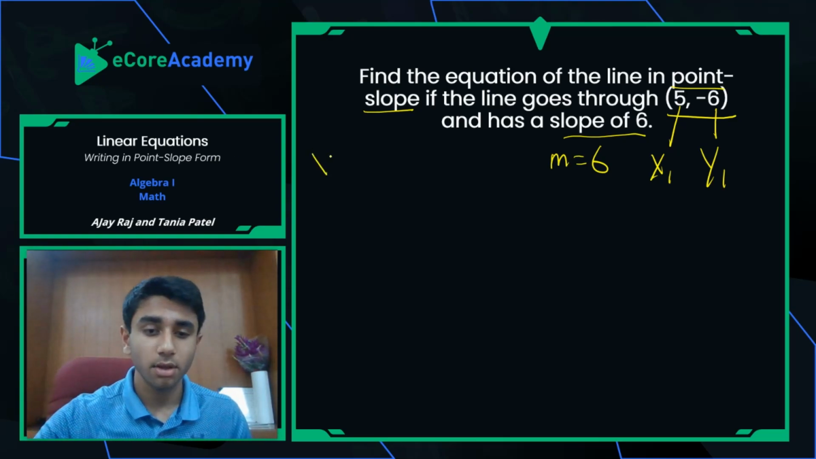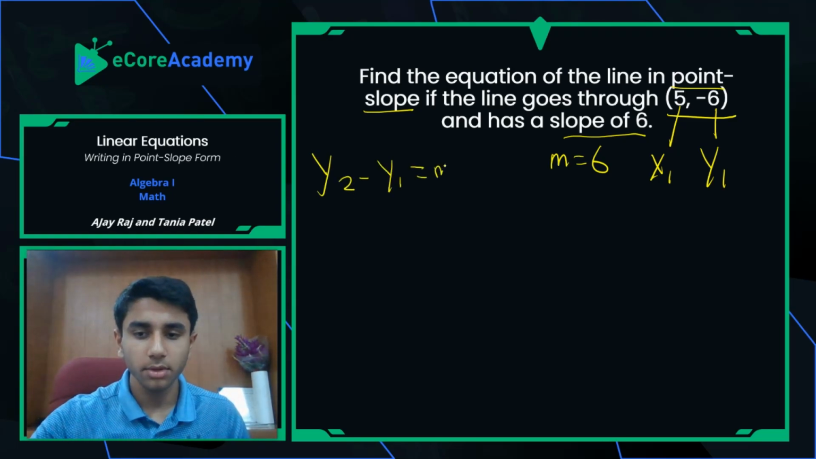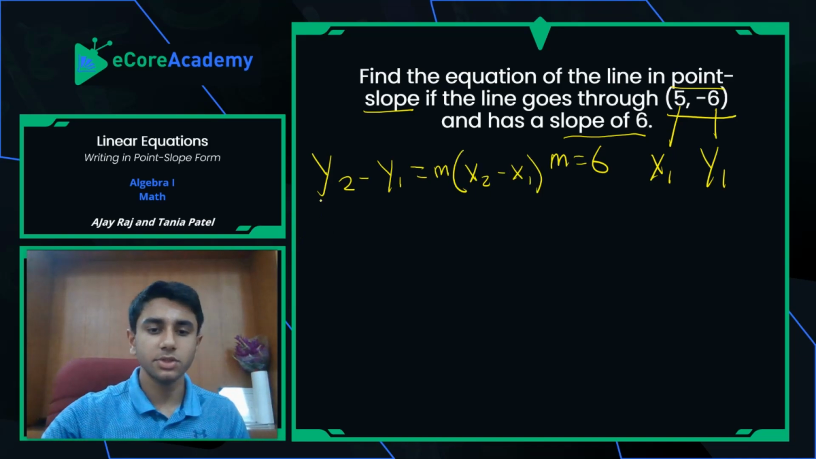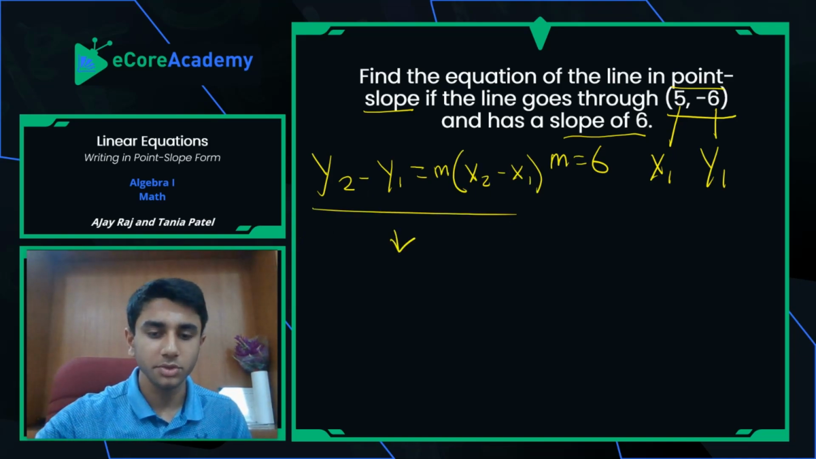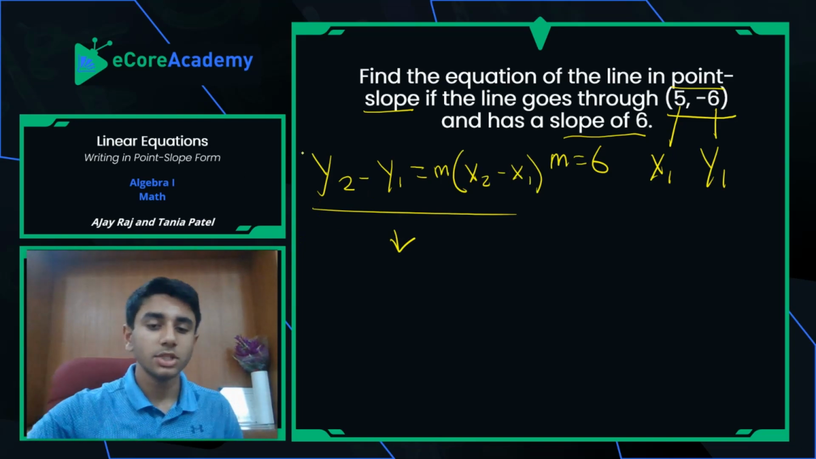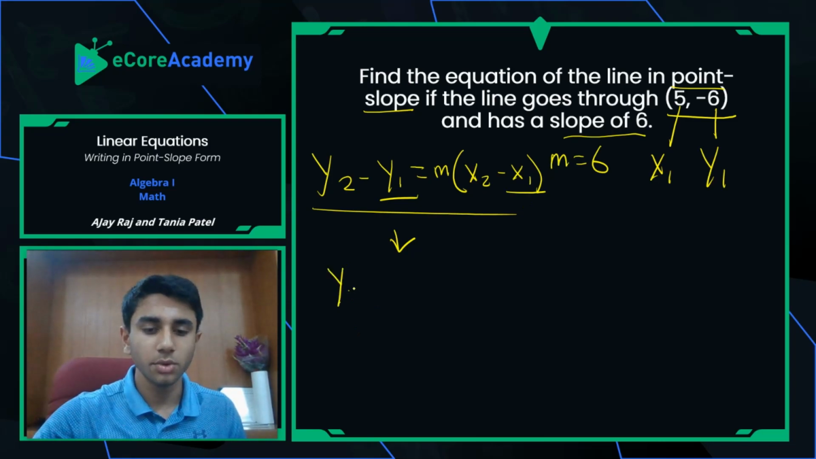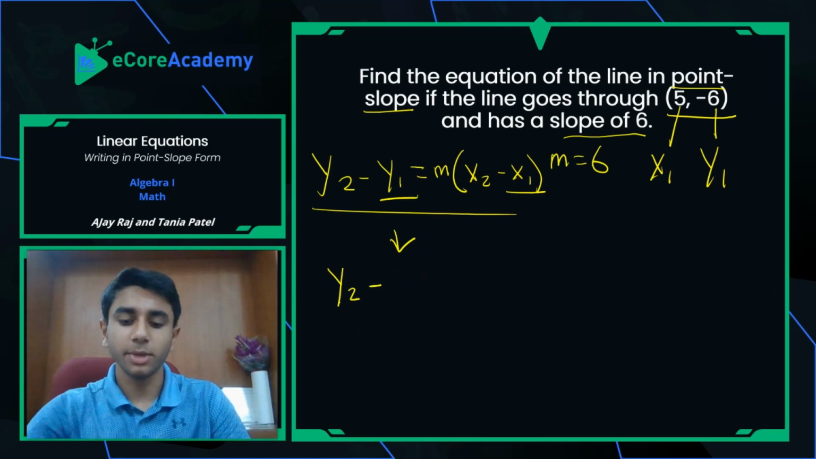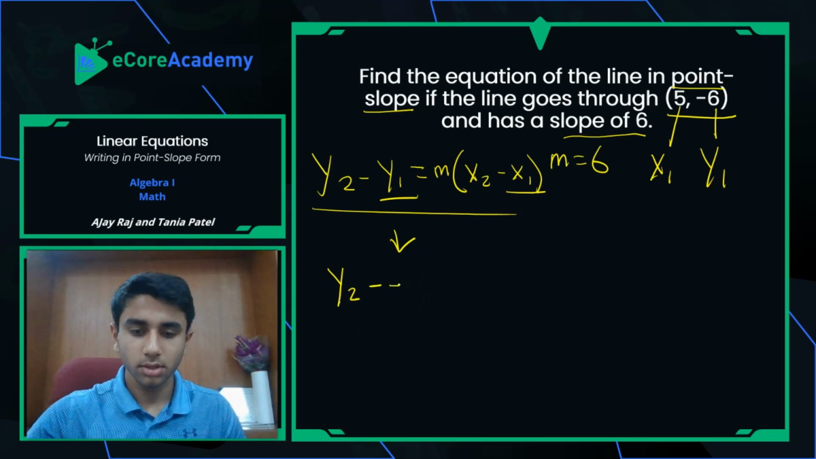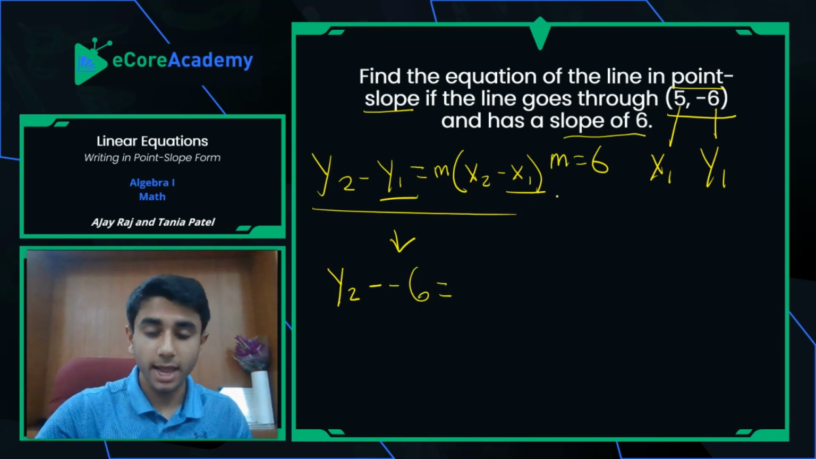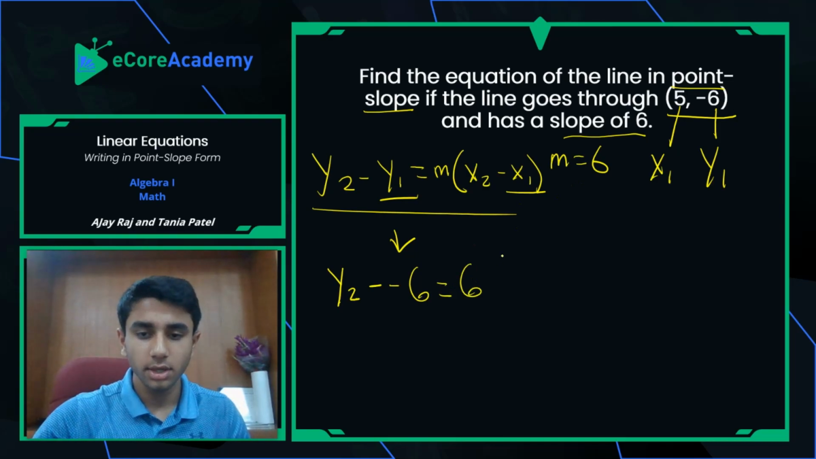So the original equation is y2 minus y1 equals m times x2 minus x1. So once we're given this original equation, we're merely going to substitute our values in for our y's, our x's, and our m's. So we know what y1 is and we know what x1 is. So let's plug those in first. So we get that y2 minus -6 equals our m, of course, we can also plug that in. That's going to be 6 times our x2 minus 5.